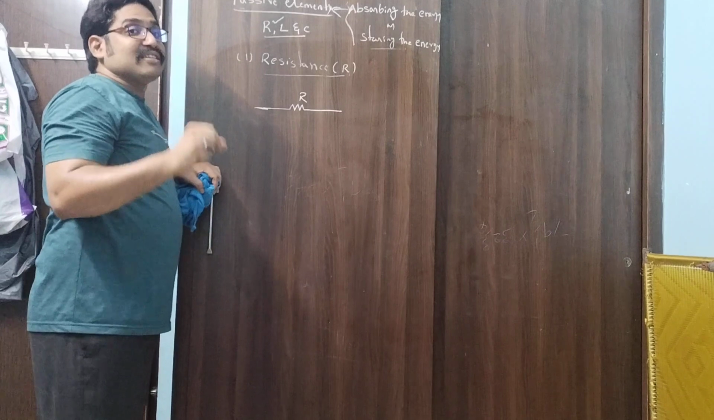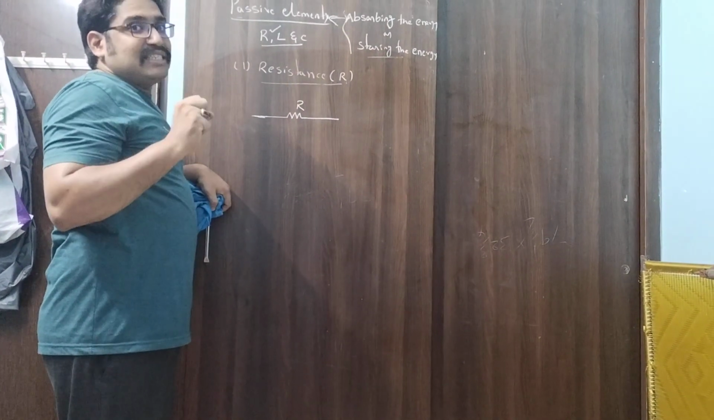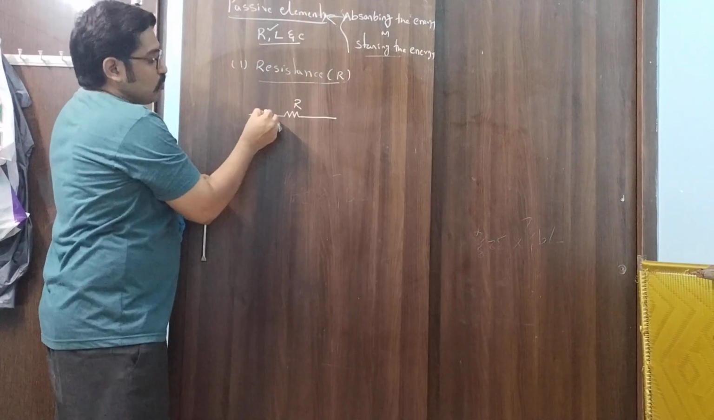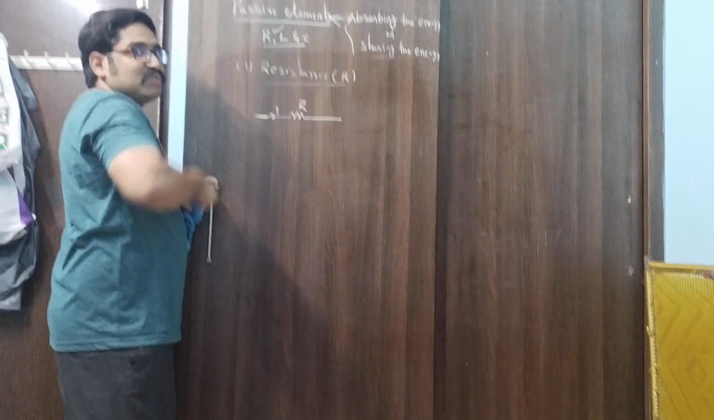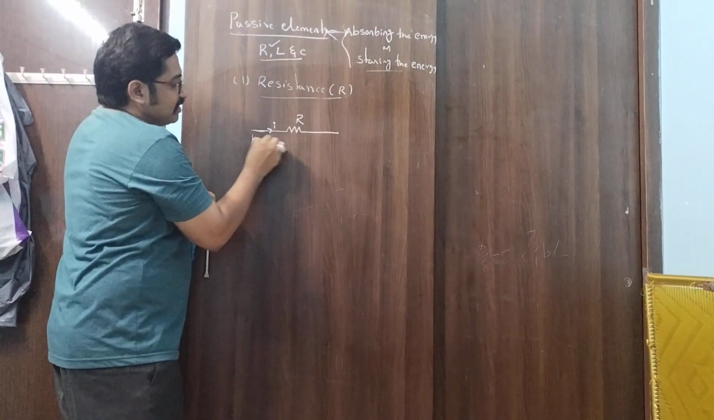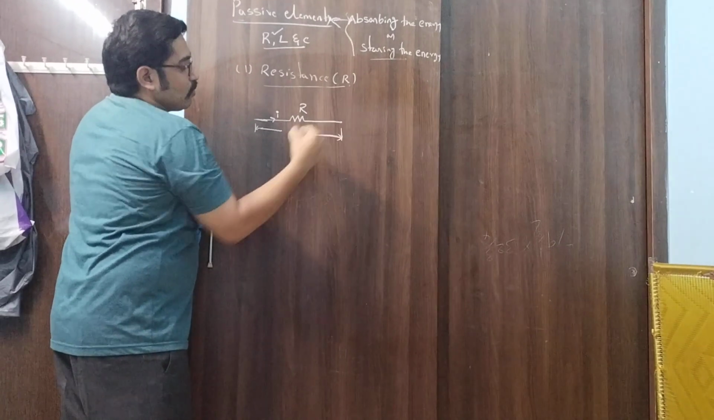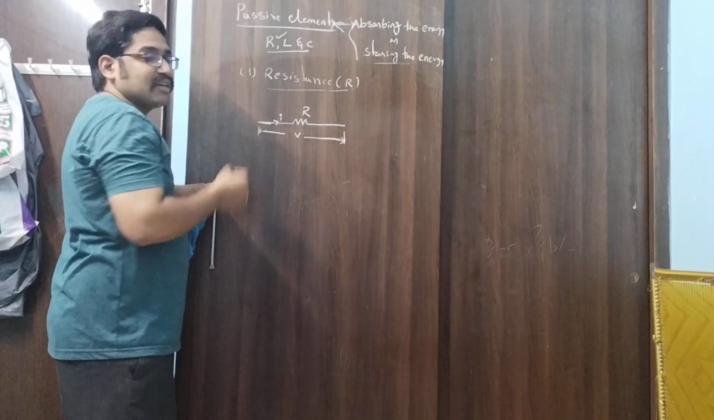So what is meant by resistance? Resistance is a passive element which absorbs the energy whenever the current flows through it. Whenever the current flows through the resistance R, it absorbs the energy. So whenever the current flows, ultimately there is a voltage drop occurring in the circuit.